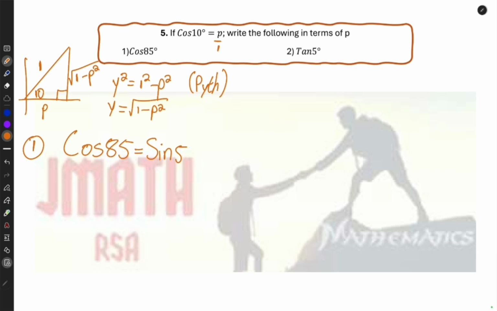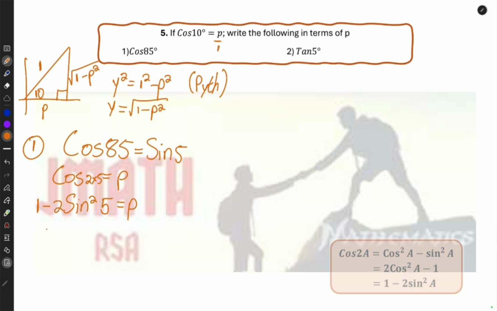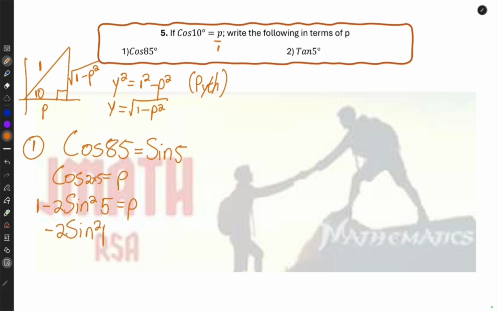So if I go and I write, okay, I know cos 10 is equal to p, I can say, okay, but cos 10 is actually the same as cos 2 times 5. And now I can just choose the cos option that has only a sine in it. So I'm going to say it's 1 minus 2 sine squared 5 is equal to p. And now I just algebra until sine 5 is alone. So I'm going to take over the 1. Now I'm going to divide by negative 2, so sine squared 5 is equal to p minus 1 over negative 2, and then I'm just going to square root this whole thing, and that would be the answer.